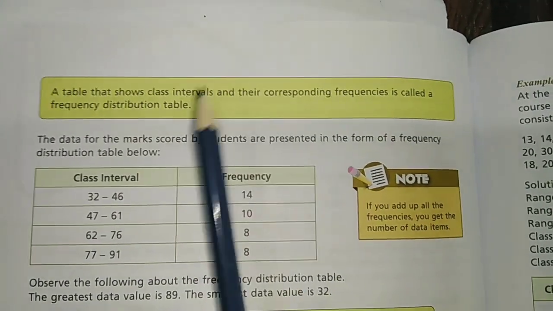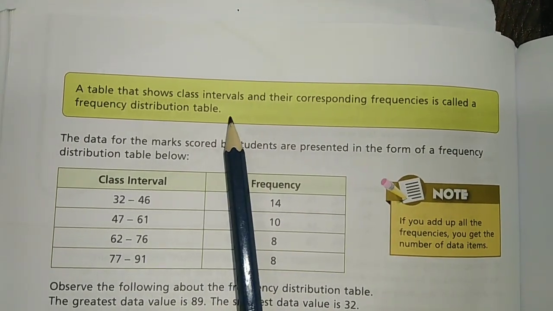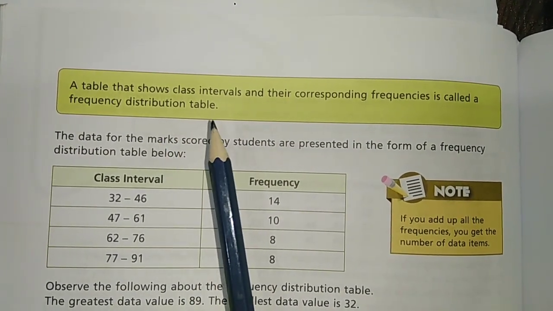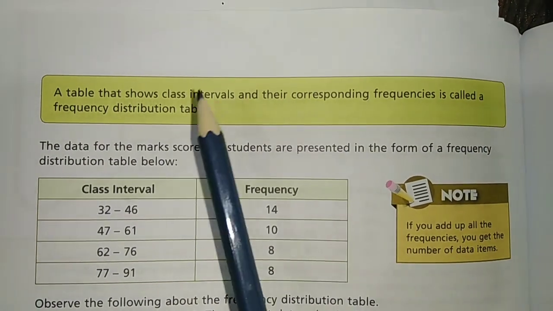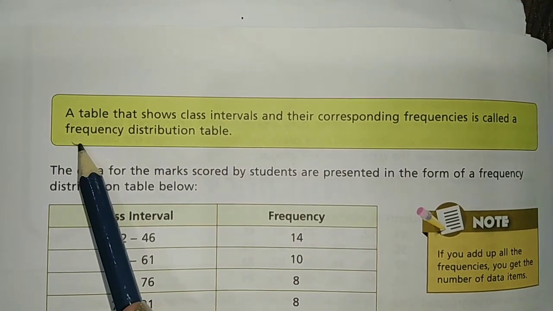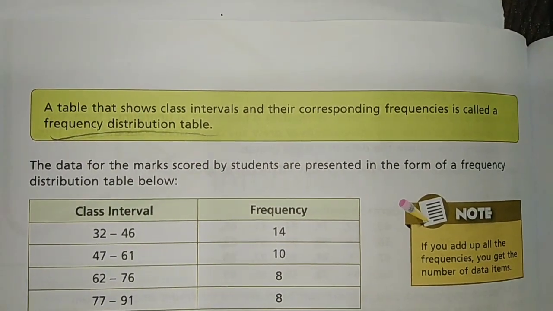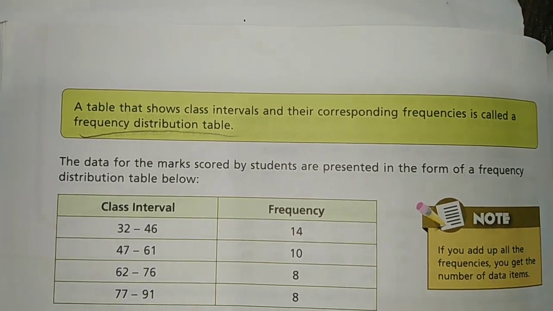A table that shows class intervals and their corresponding frequencies is called a frequency distribution table. So the previous table is called the frequency distribution table because it shows the class intervals and their corresponding frequencies. So this is the definition of the frequency distribution table.